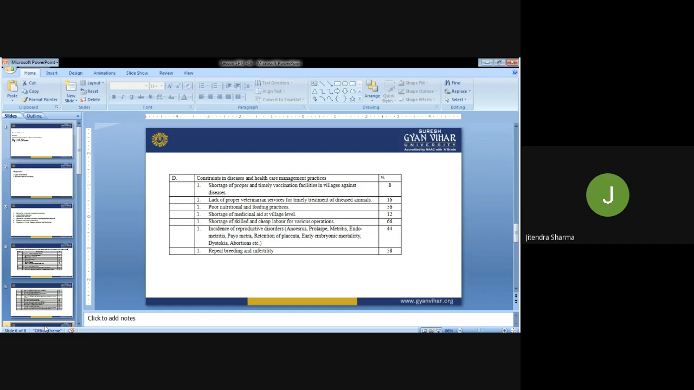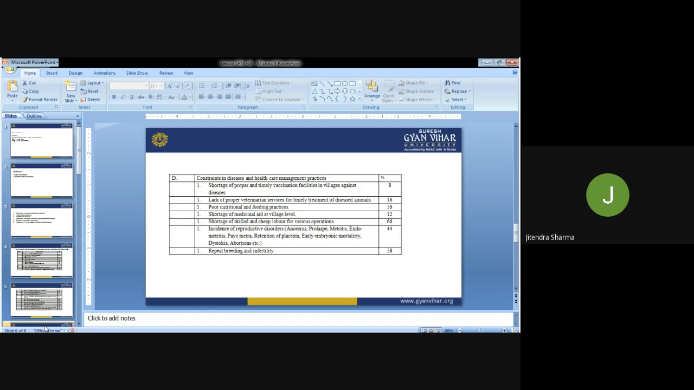Poor nutritional and feeding practices. 56% of dairy owners have registered that because nutritious feed is not available at a cheaper price, they are bound to provide poor feeding material to their animals. They complain that if cheaper feed ingredients were available, they would be able to provide proper feed in a regular feeding.